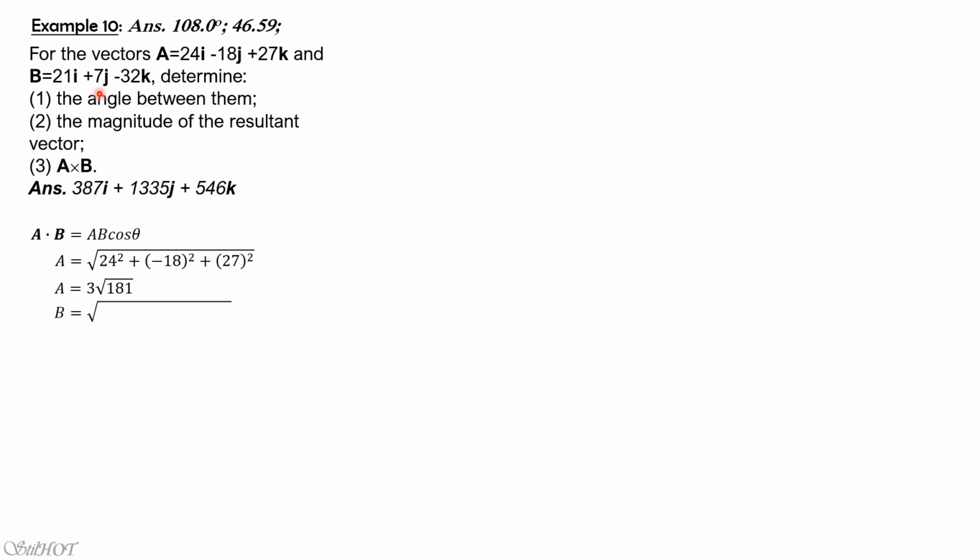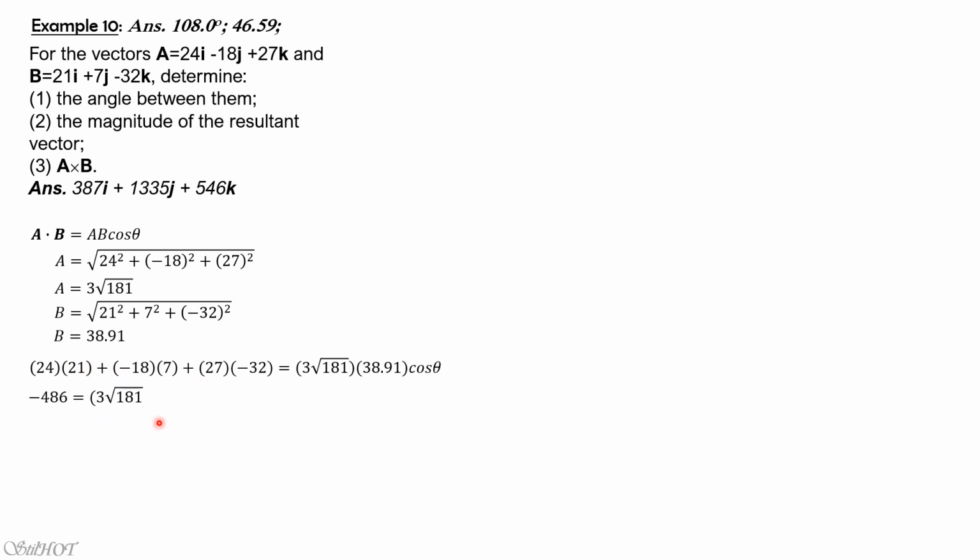Then the magnitude of B is the square root of 21 squared plus 7 squared plus negative 32 squared, which is equal to 38.91 units. Then apply the dot product, and take note that the expansion of A dot B is simply the sum of products of corresponding components. So 24 times 21 plus negative 18 times 7 plus 27 times negative 32 equals 3 square root of 181 times 38.91 cosine of the angle between them. Simplifying the left side, it is negative 486. Therefore, theta is the inverse cosine of negative 486 divided by the product of magnitudes. Because this is negative, the angle is expected to be more than 90 degrees.